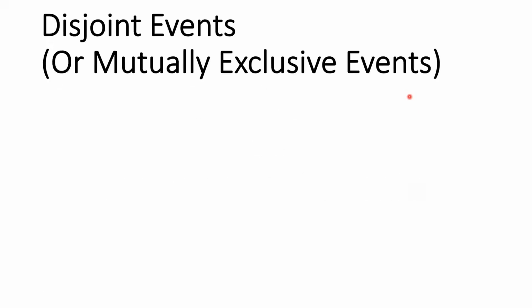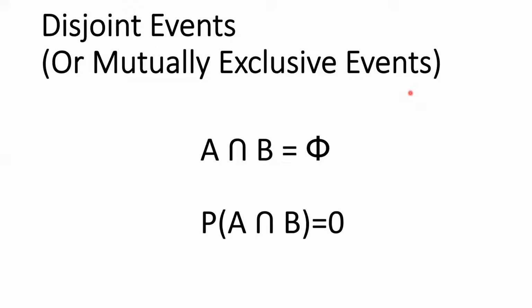So let's start with disjoint events. Sometimes we call them mutually exclusive events. So we say A and B are mutually exclusive or disjoint if the intersection of A and B is the empty set. So the probability of the intersection would be 0.